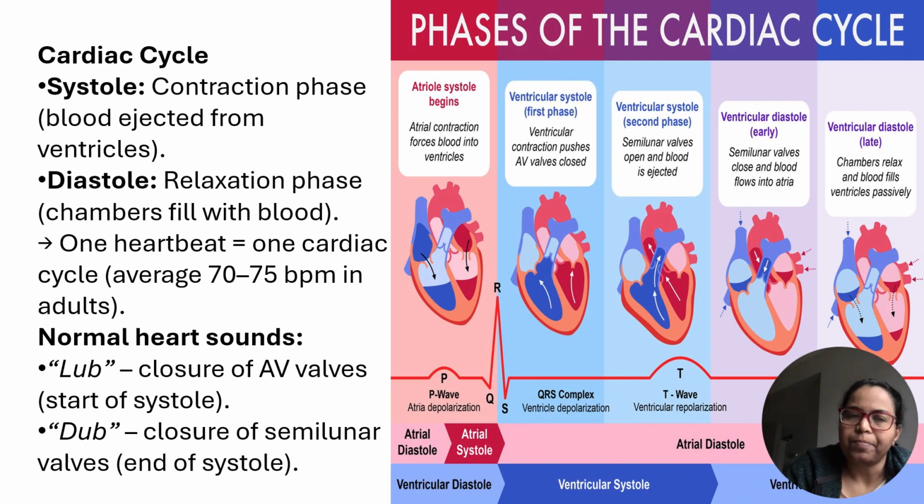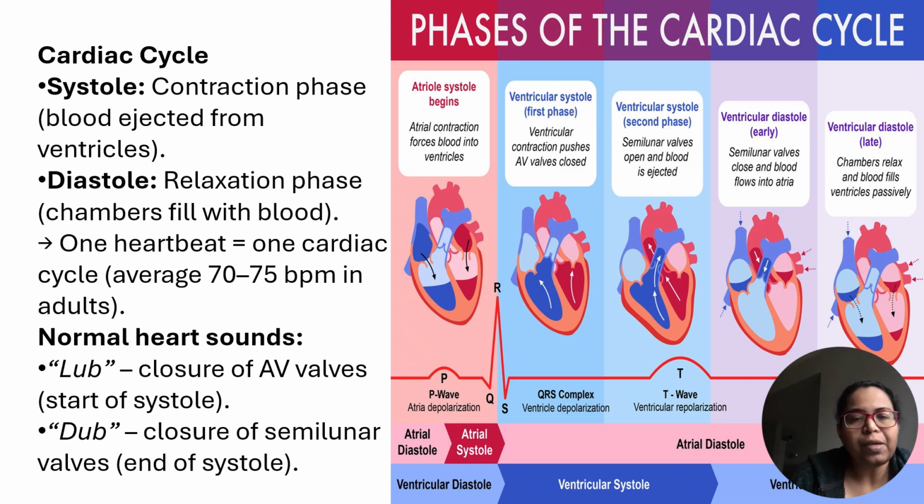What is the cardiac cycle? Systolic and diastolic actions together make up the cardiac cycle. Then what is systolic function? Systolic function means the contraction phase of the heart, during which the blood is ejected from the ventricles. The diastolic part is the relaxation phase of the heart muscles, during which the blood is refilled in the heart chambers. So one heartbeat is equal to one cardiac cycle.